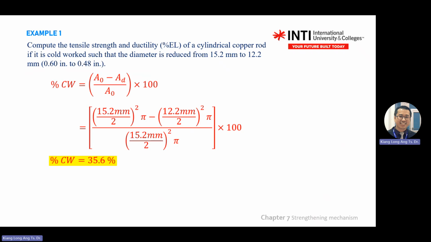Practice. Every time I ask you to calculate something, please practice. I've seen someone fail this module because he had careless mistakes in calculating the area. Any question for this one? You should get 35.6%. Of course, you can use pi r squared if you want. This is the diameter.